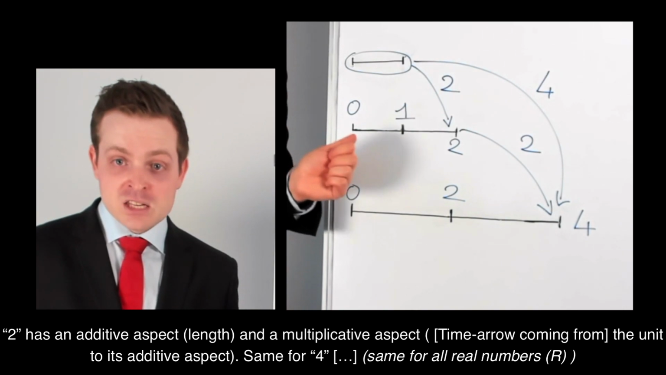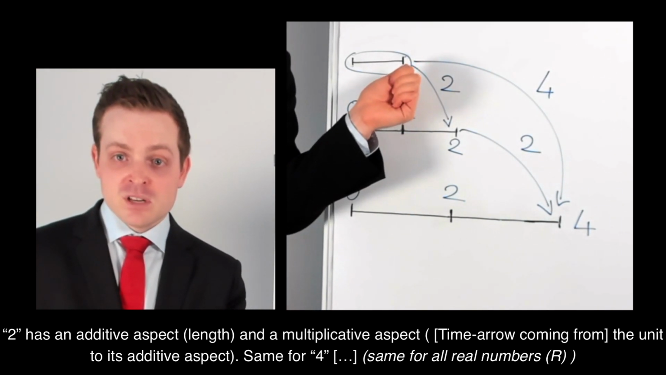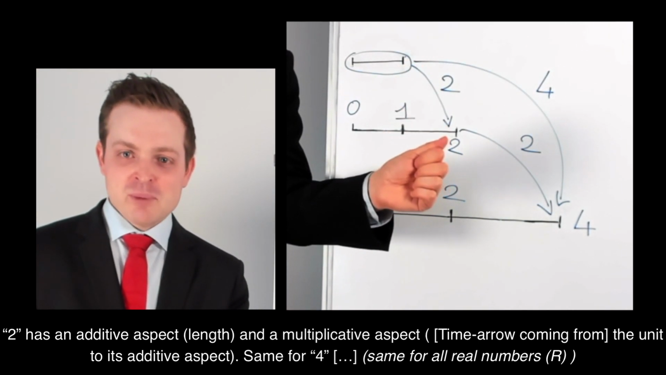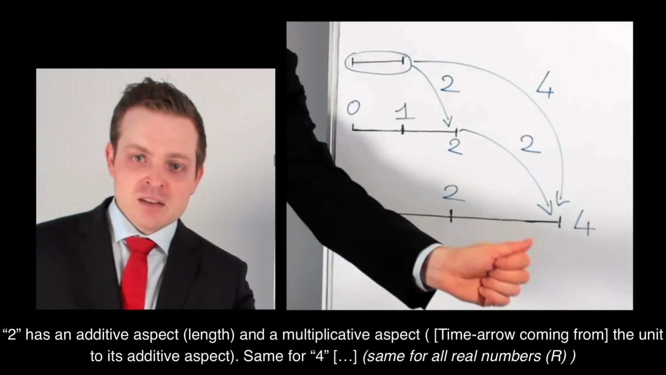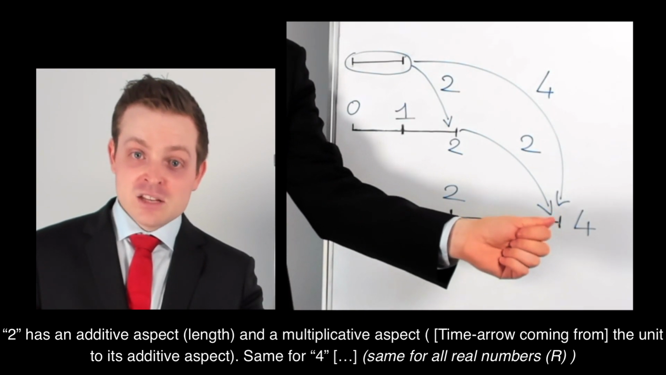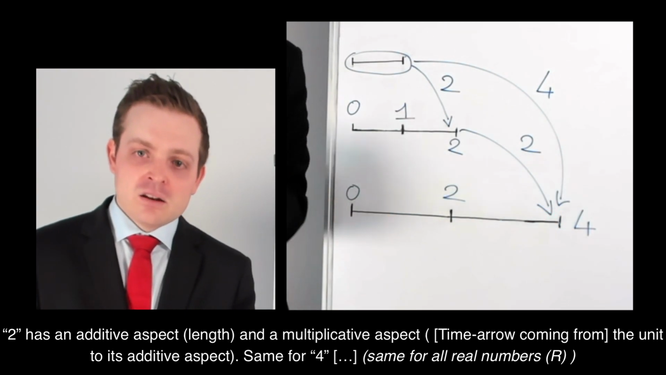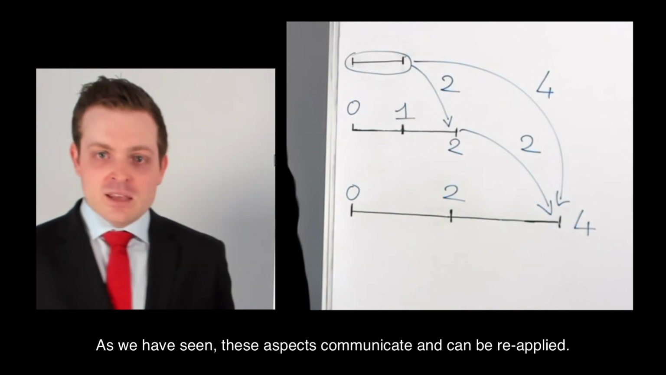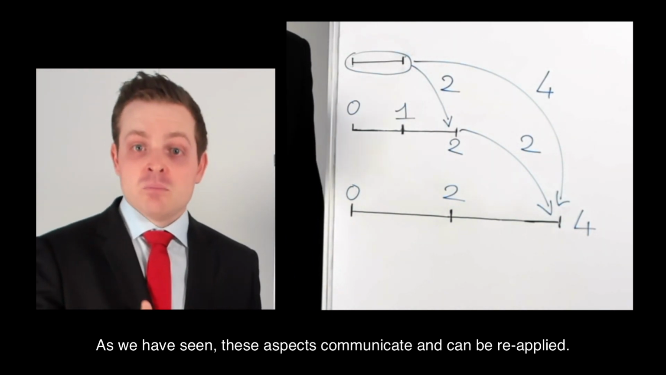So number 2 has the additive aspect here, and it has the multiplicative aspect that goes from the unit to the additive aspect. Same for number 4: it has an additive aspect, and it has the multiplicative aspect that goes from the unit to the additive aspect of the number 4. And as we have seen, these aspects communicate and they can be reapplied.